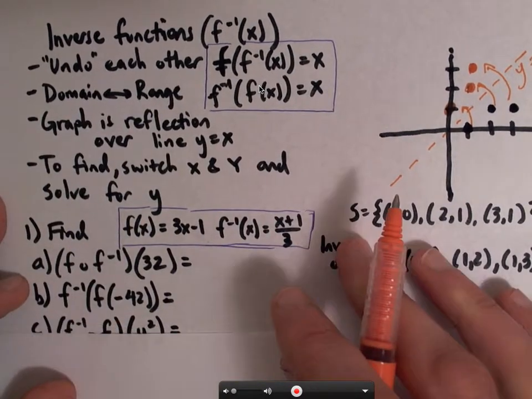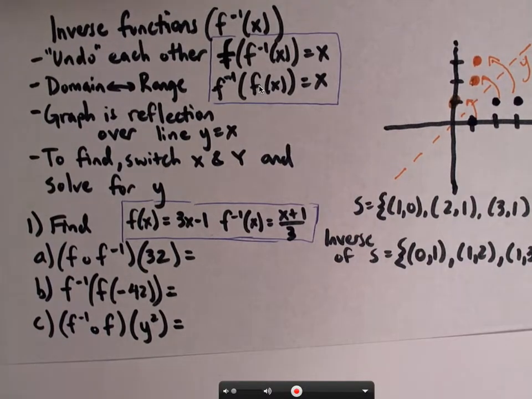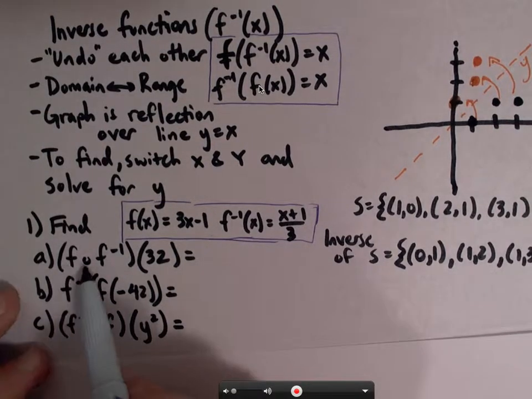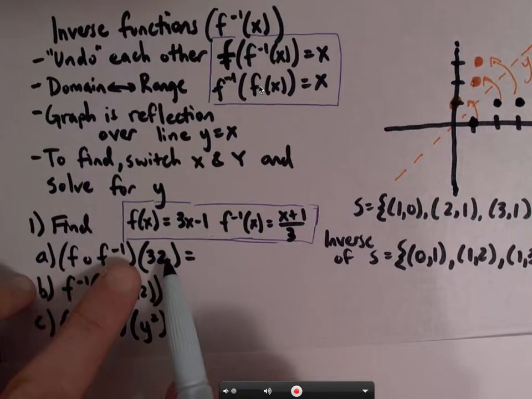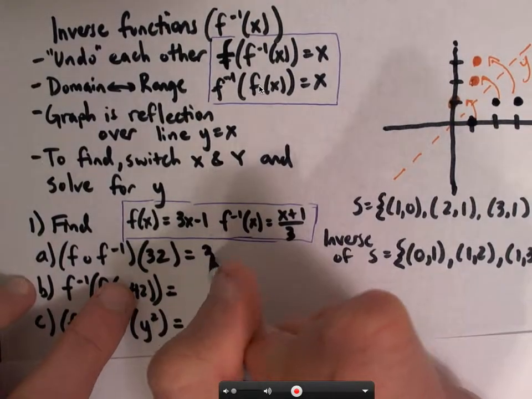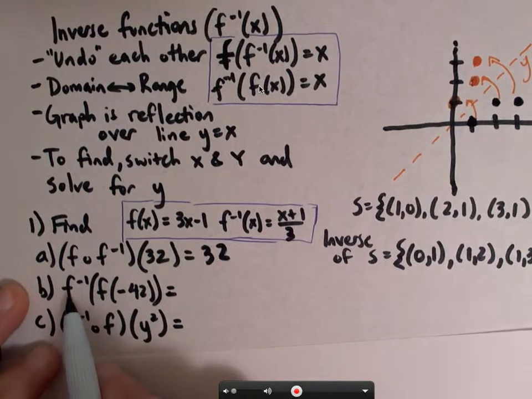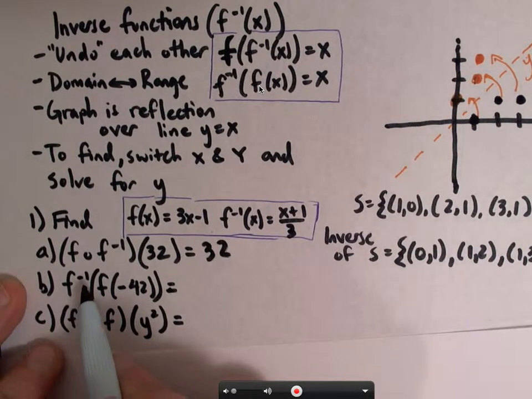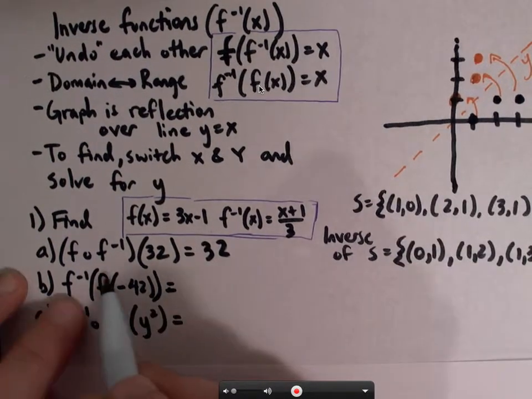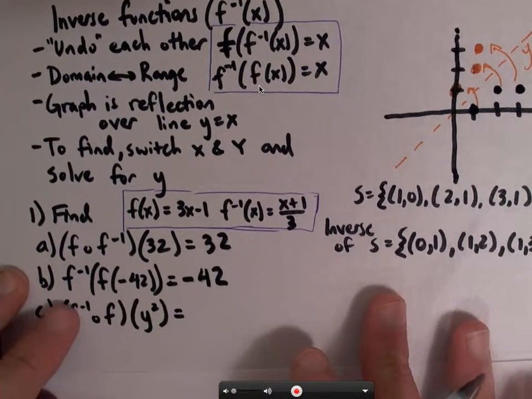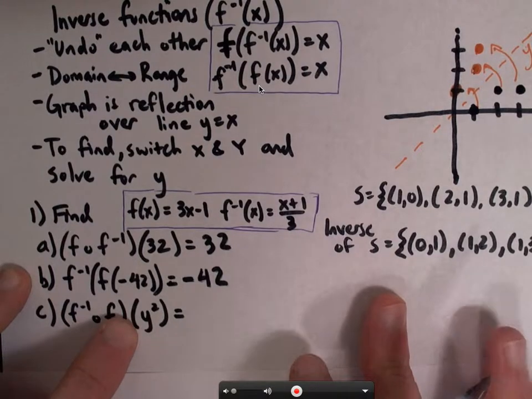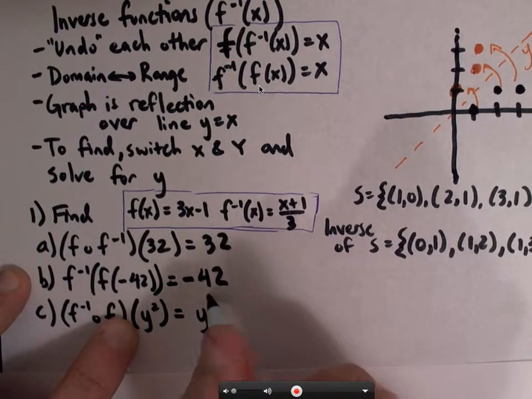and we'll practice some of those. But to end this video, let's just do some really simple problems based off of that first property. So let's find f of f inverse of 32. Well, since these are inverses, they're just going to undo each other. So whatever I plug into the beginning, I'm just going to get back. That's just 32. Same thing the other way around. f inverse of f of negative 42. They're going to undo each other, and my output's just going to be negative 42. And finally, f inverse of f of y squared. Again, they undo each other. We just get y squared.